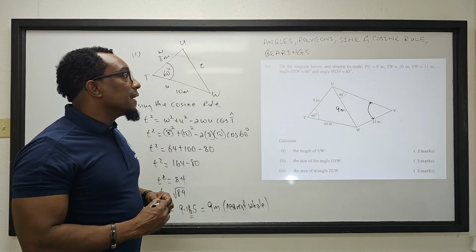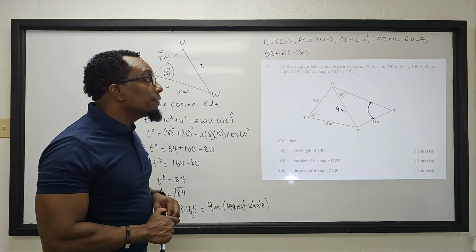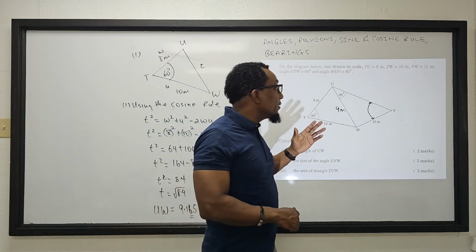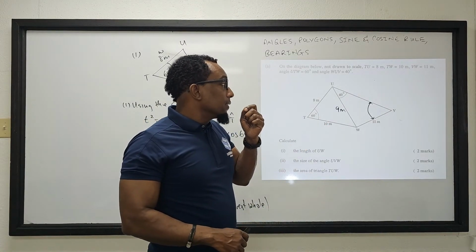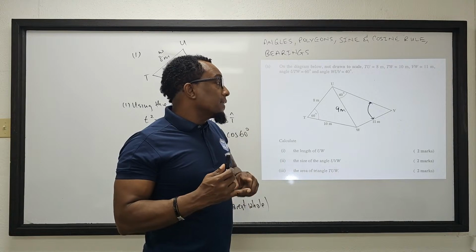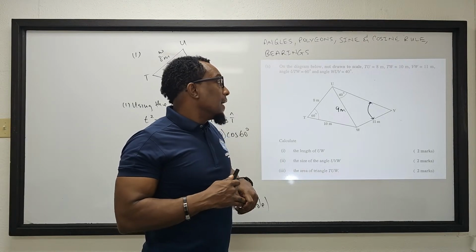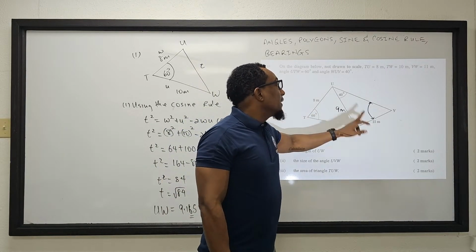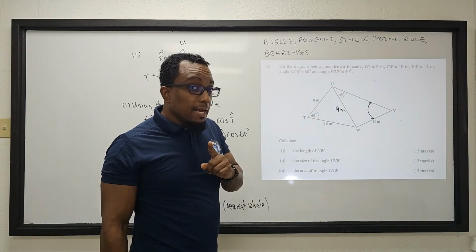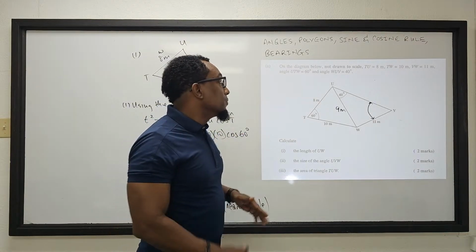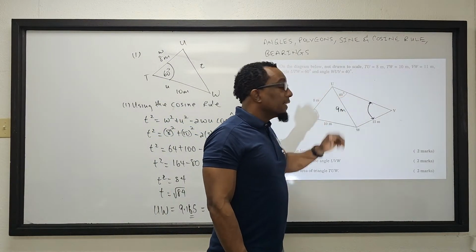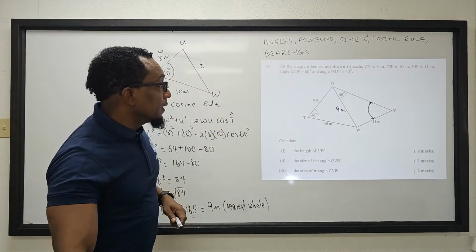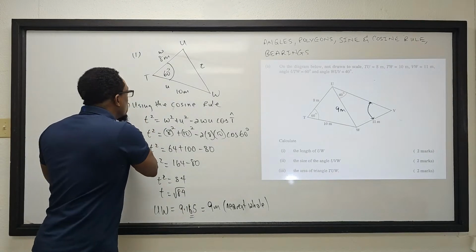So let's find the size of that angle UVW. How are you going to find that angle? This is where you're going to use your sine rule. The sine rule is used to find the length of a side or the size of an unknown angle. And the sine rule is used to find an angle when you have two sides and one angle, not an included angle. The included angle is only for the cosine rule. So once you have two known sides and an angle, then we can use the sine rule to help us find an unknown angle. Alright? So let's look at part 2.